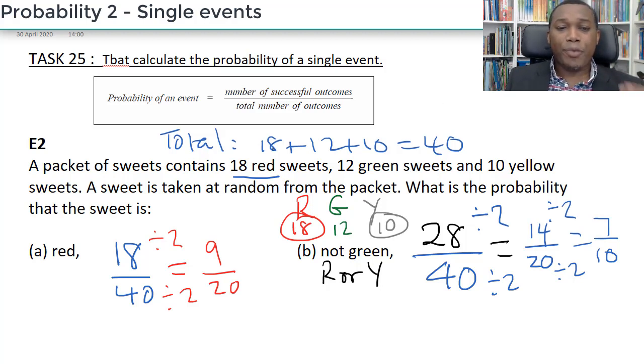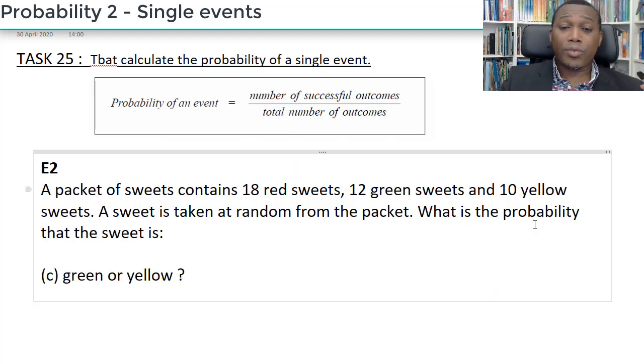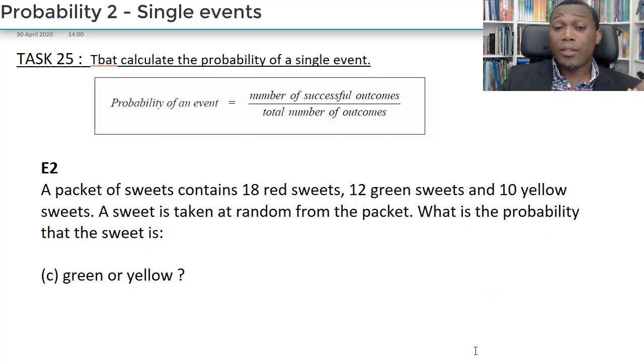Right, so we have to find a chance of getting red. We have 9 on 20, or 18 on 40, I think, is easier to think about. Not green, red or yellow on 40. The last one we had to think about, let's just get that in there, was green or yellow. Note, previously not green. Let me just put it down.